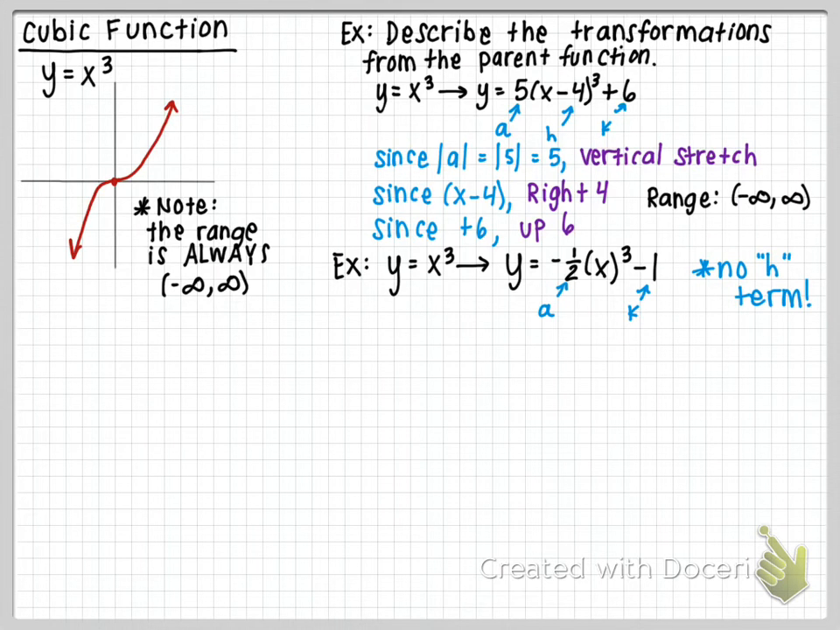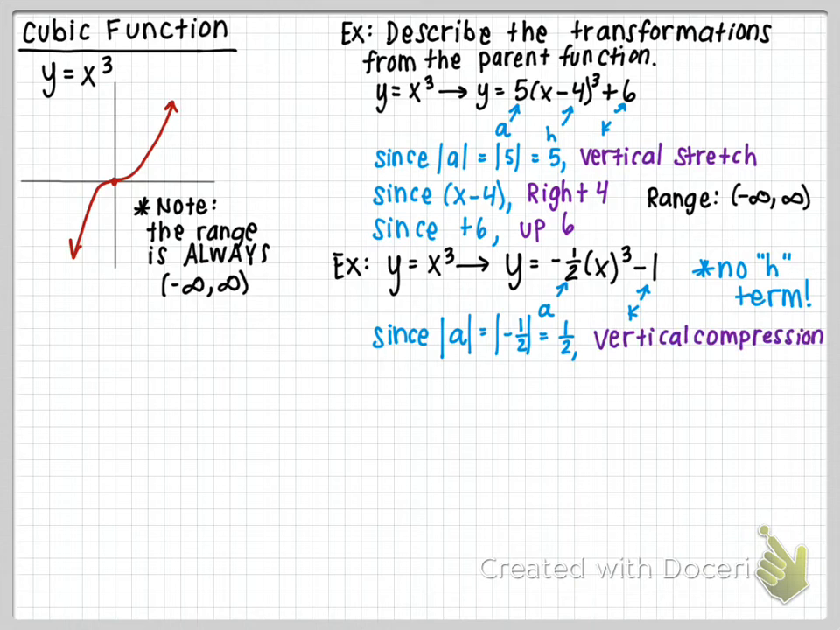Let's look at our a then. So we take the absolute value of a. The absolute value of a is the absolute value of negative 1/2. The absolute value of any negative number is a positive. So the absolute value of a is 1/2. That means we're going to stretch or compress. Since it's less than 1, we're going to compress. It's a vertical compression because 1/2 is less than 1. Take a look at your notes from the very beginning if you're confused.